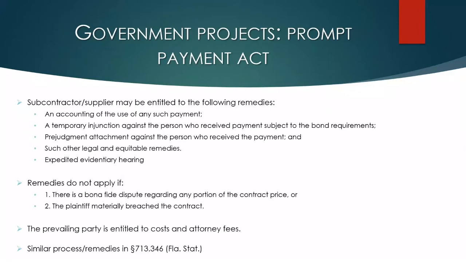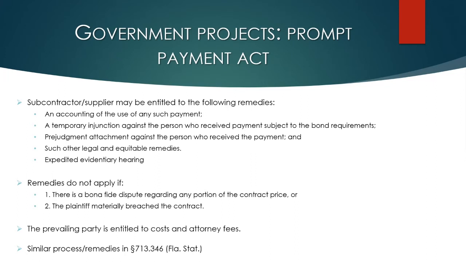And these are just a quick rundown of the different types of relief that you would be entitled to, whether it's under the Private Prompt Payment Act or the Public Prompt Payment Act. You can get an accounting, you can get a temporary injunction, and you can see there's other forms of relief there. But one important component of this is, like the other Prompt Payment Act statute governing private jobs, you get an expedited evidentiary hearing, which for anyone that's been in any sort of litigation on this webinar, you're typically not getting an evidentiary hearing or a resolution on the merits anywhere near this time frame that we're talking about in the Prompt Payment Act. So keep that in mind.